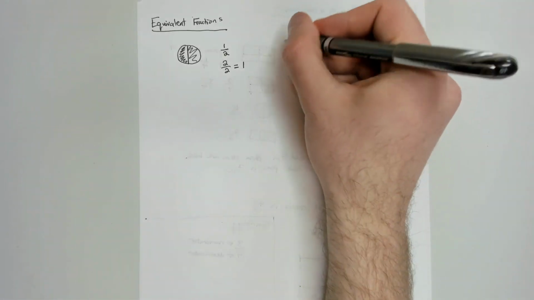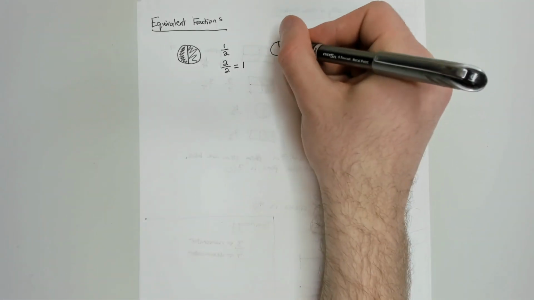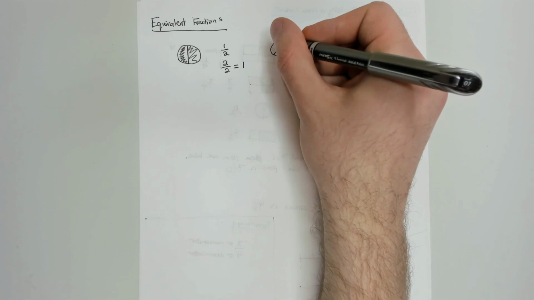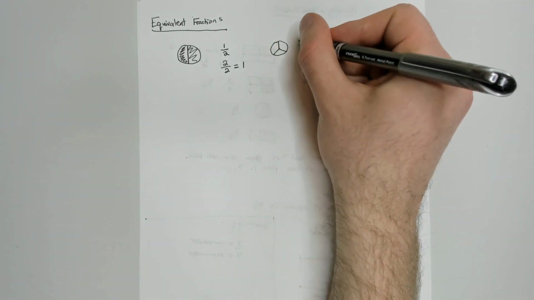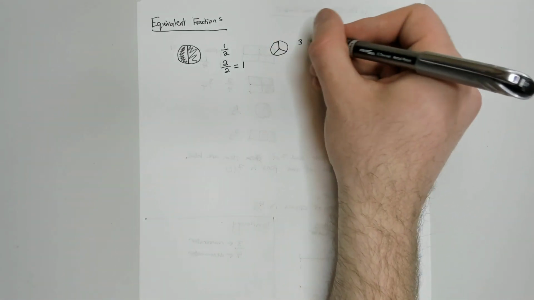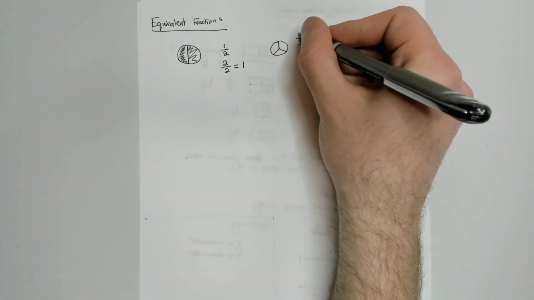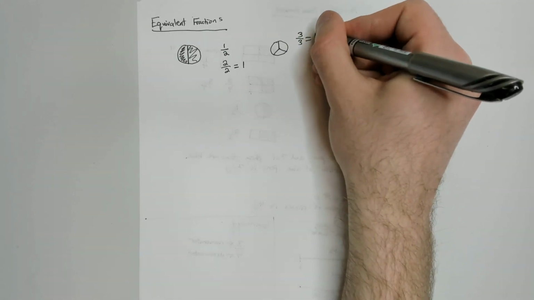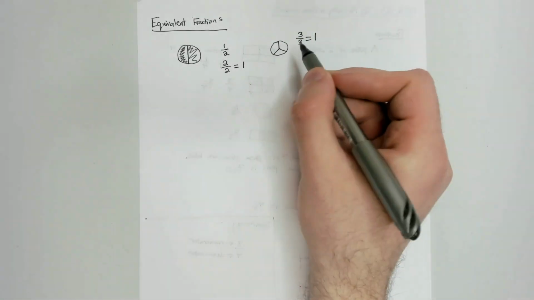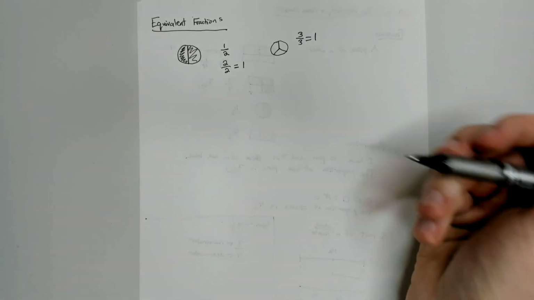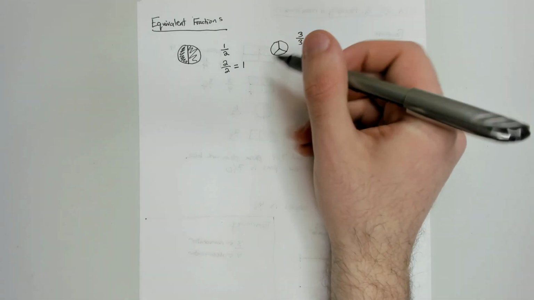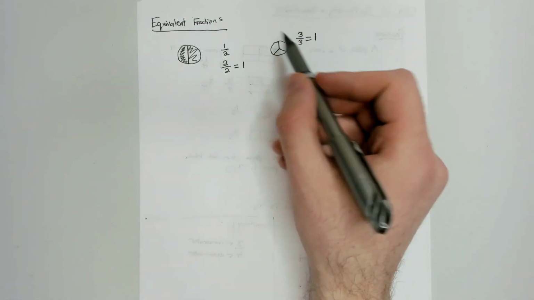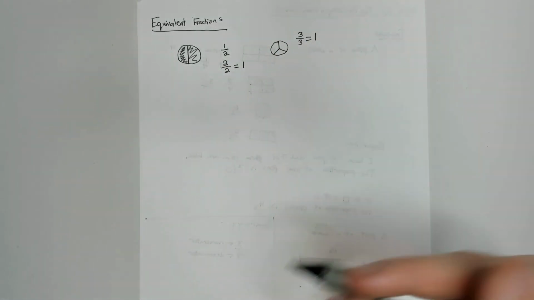But we could also imagine, what if we cut the pie into 3 pieces and we ate all 3 of those? Then we're saying, out of the 3 pieces, so 3 is our denominator, we ate 3 of them, so that's the numerator, that's also equivalent to 1. So all of these fractions will be equivalent to each other because they're equivalent to 1.